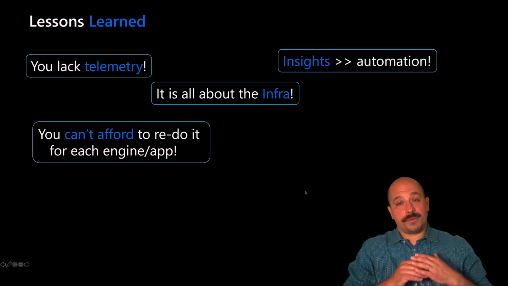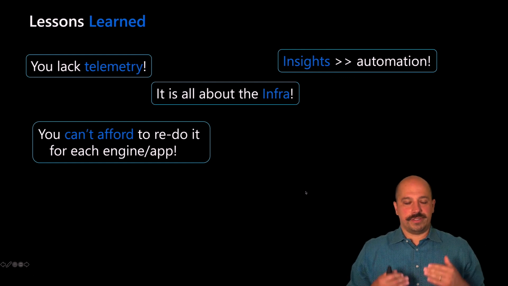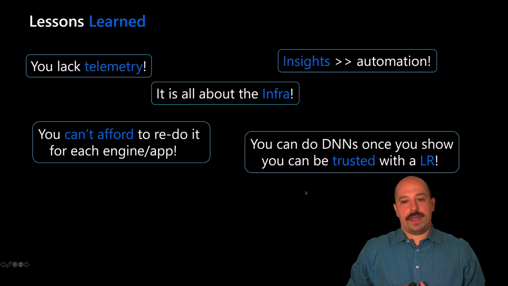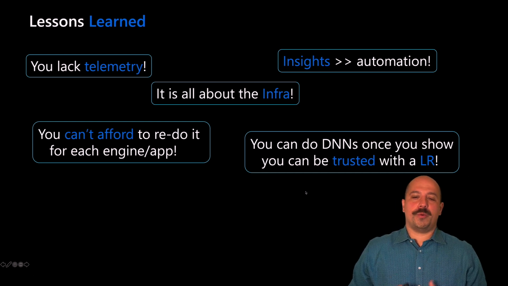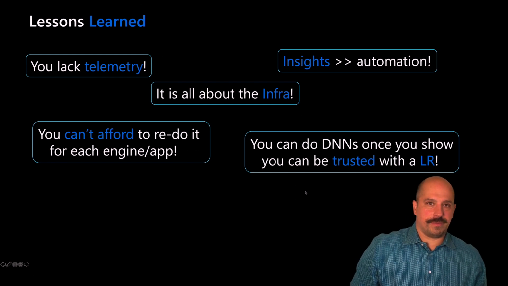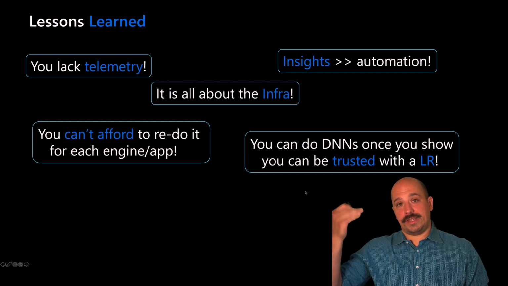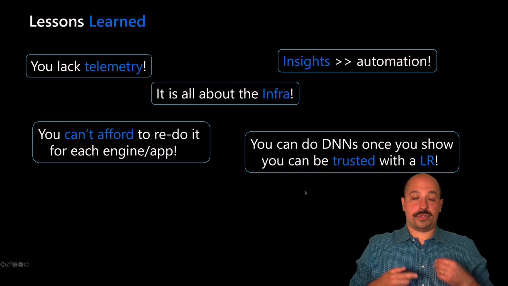Finally, you can't afford to redo this for every engine, for every application. It is fundamental to share infrastructure pieces across them, right? And lastly, you can have a DNN once you show me you can be trusted with a linear regression. This is obviously a joke, but it's just to give you the idea that simple models are often preferable in this scenario, right? They're more explainable, they're more clear, engineers will trust them when they need to be deployed in production, and we really only escalate to fancy models if it's strictly required.